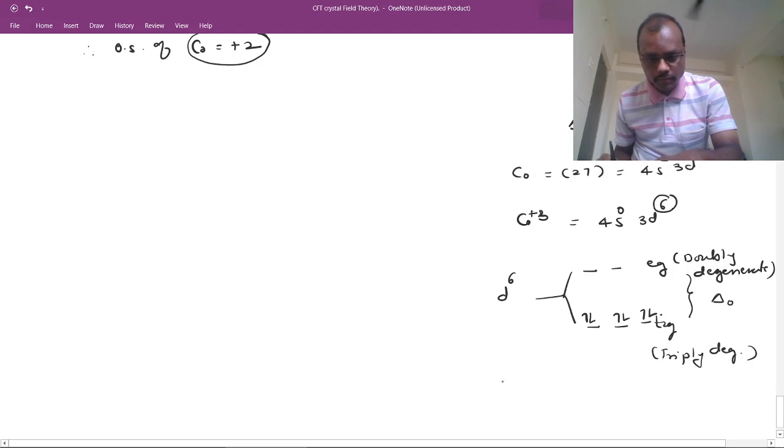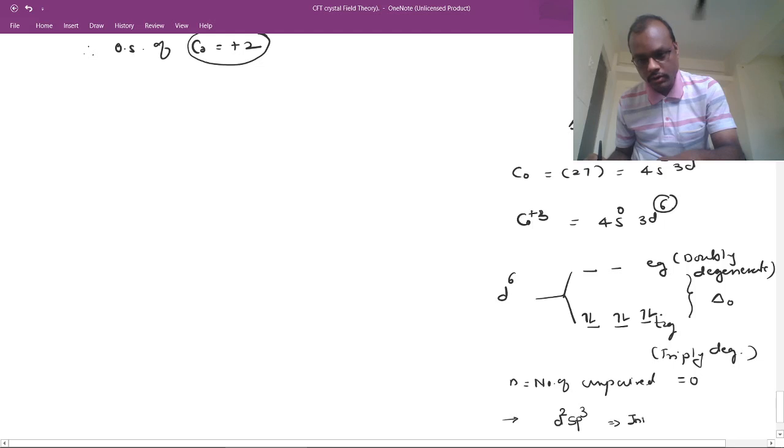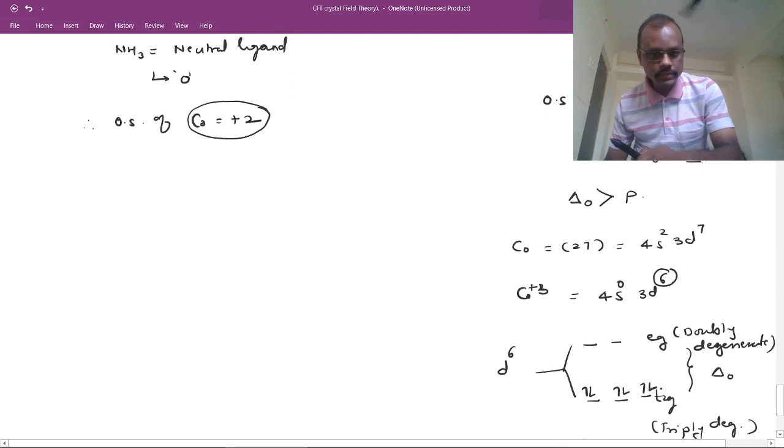Here, the number of unpaired electrons, n, is equal to 0. The hybridization in this case is d2sp3. This is my inner orbital complex.